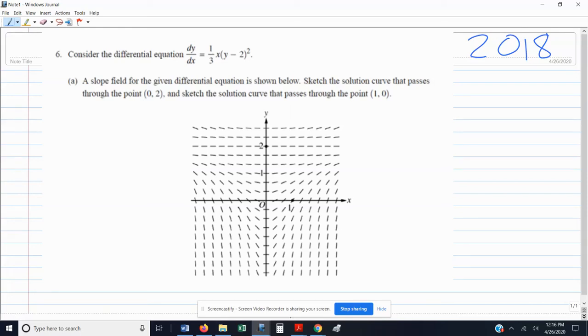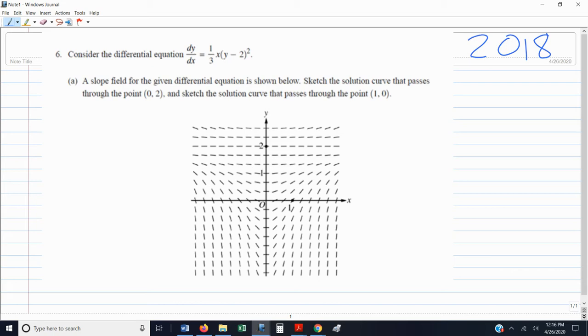Hey everyone, this is number 6A from the 2018 exam, and I was happy to see a slope field come up because I feel like it's been a while since we have seen a slope field, so this will be a good refresher. The stem of the question gives a differential equation dy/dx equals 1/3 x times the quantity y minus 2 squared.